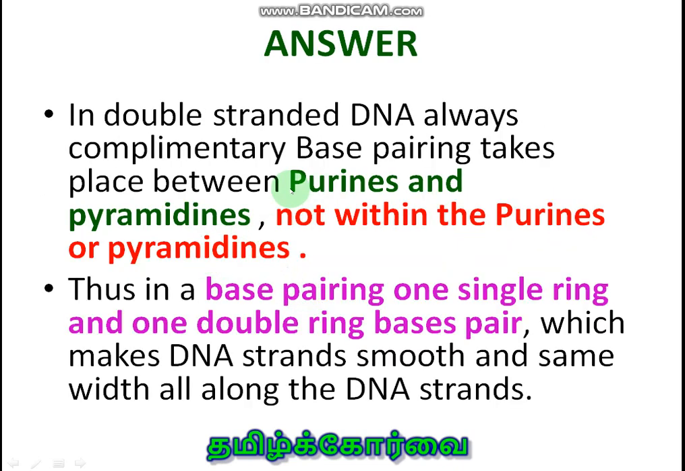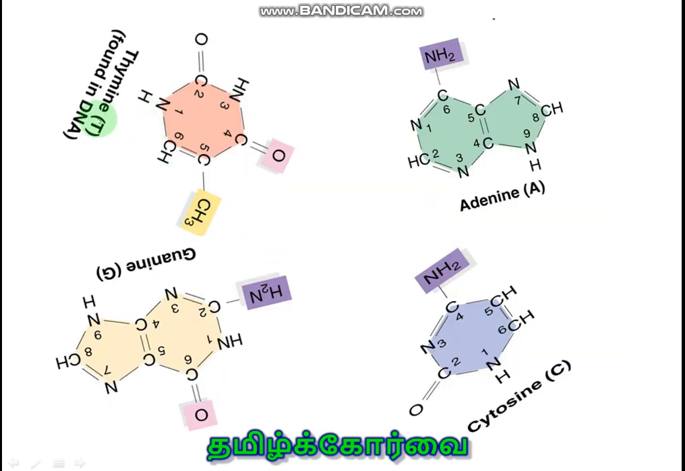The reason is that purine bases link with pyrimidines, but not within the purines or pyrimidines. See, thymine is a pyrimidine, and it joins with the purine adenine. In the same way, guanine, a purine, joins with the pyrimidine cytosine. Okay, if it joined adenine with guanine, or thymine with cytosine, definitely the width of the DNA would not be the same all along the length.